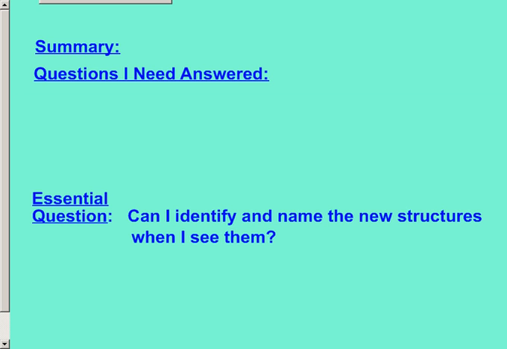And then your essential question, just reflecting back, you don't have to write it again, think to yourself, can I identify and name the new structures when I see them? And again, you don't necessarily have to have that mastered just yet, but as we get to the end of the worksheet in class, that is the question that you should be able to answer. If you cannot say yes to the essential question, then you probably need to spend some time studying or coming in for help, things like that.